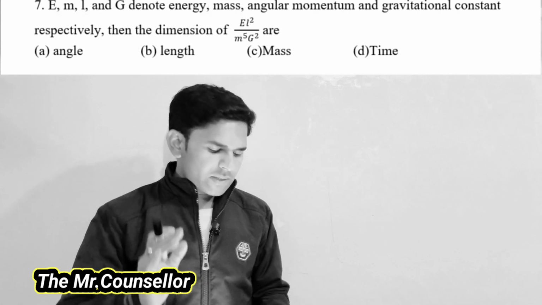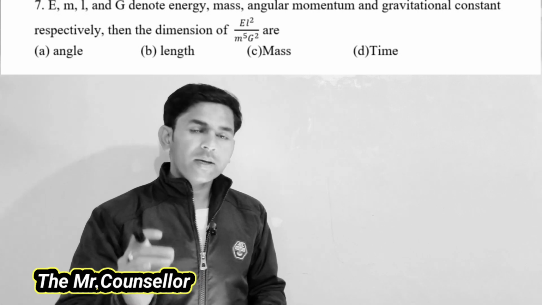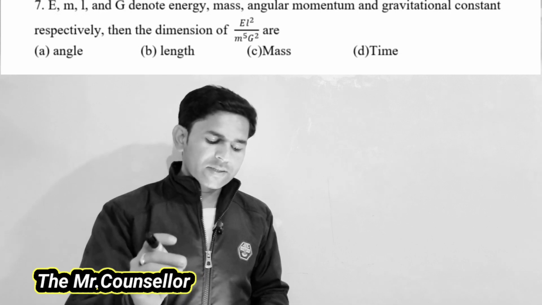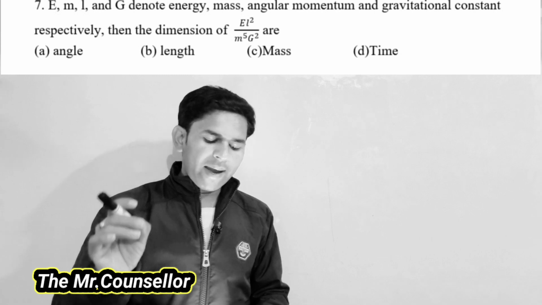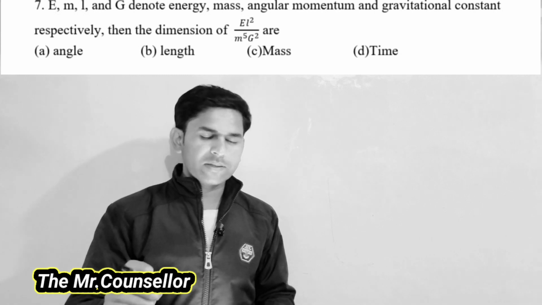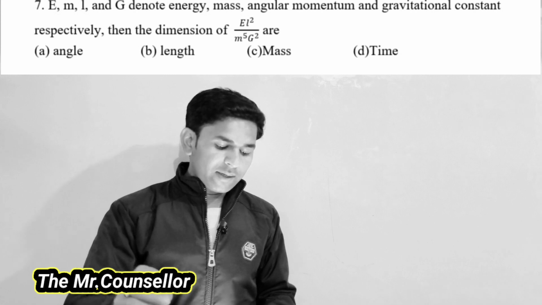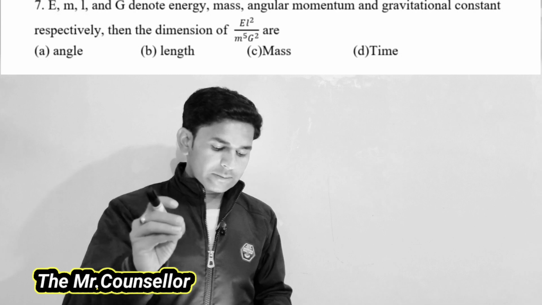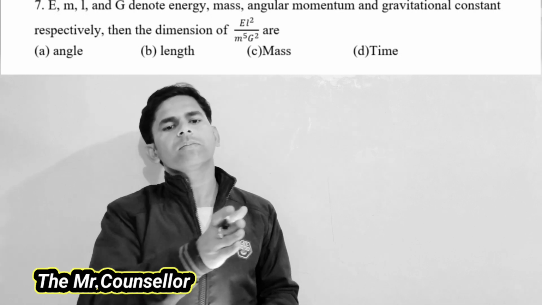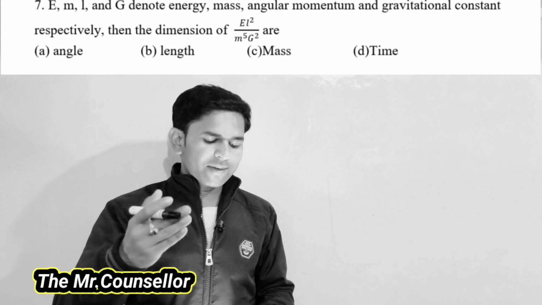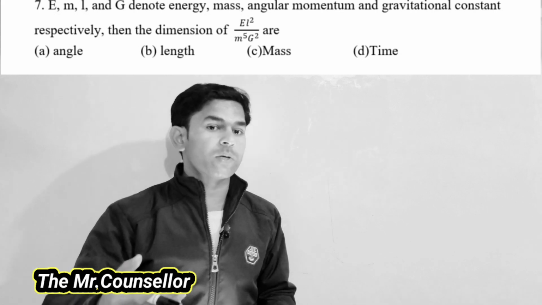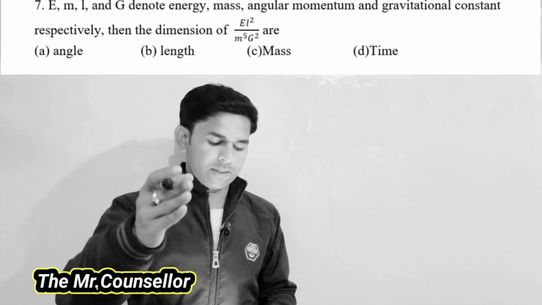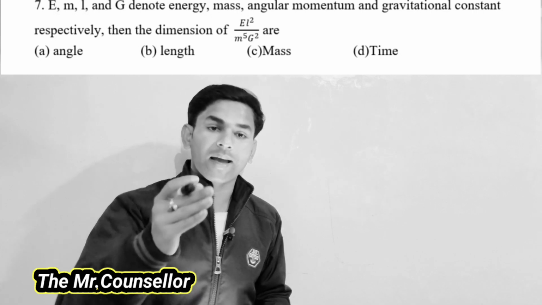Another question you can see on the screen. Capital E, small m, small l and capital G denote energy, mass, angular momentum and gravitational constant respectively. Then the dimension of EL square divided by m power 5 G square. There are some different physical quantities, and they are asking the dimension of one equation. Option A angle, option B length, option C mass, option D time.